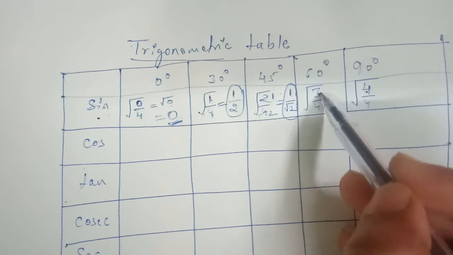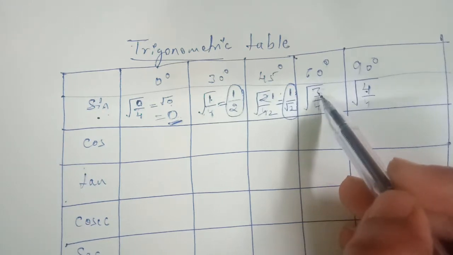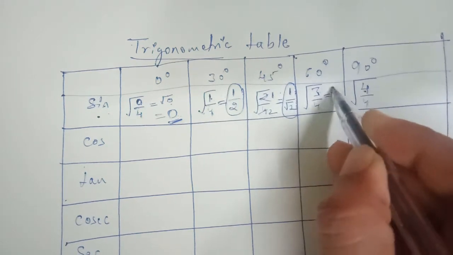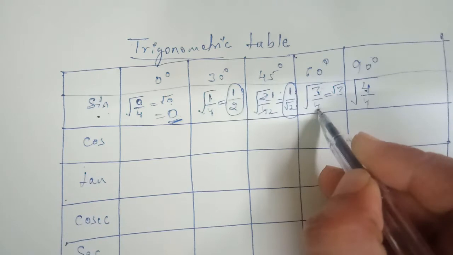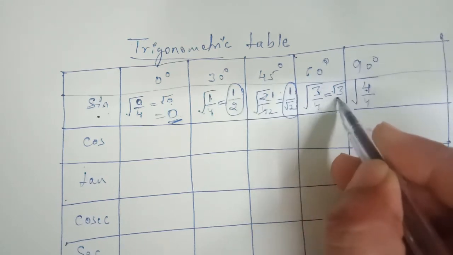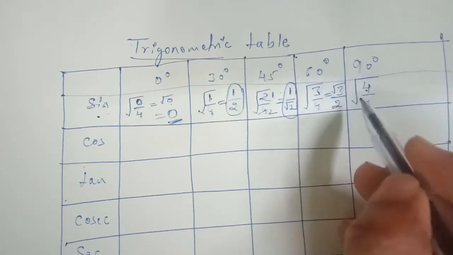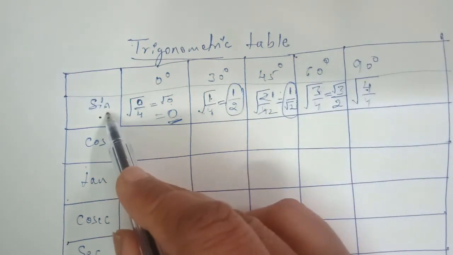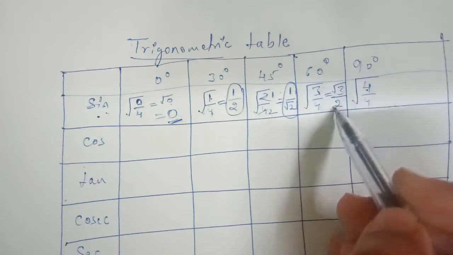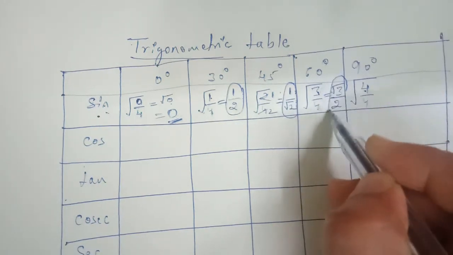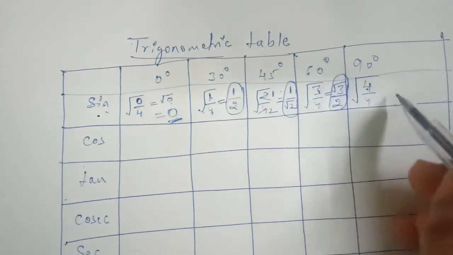Here 3 and 4, there is no division between both of them. 3, the factors of 3 are not possible, so 3 will remain within the root. And 4, the factors of 4 are 2 into 2. Both are forming the pair, so 2 will come out of the under root. Therefore, we can say the value of sine 60 degree is root 3 by 2. This is the value of sine 60 degree.